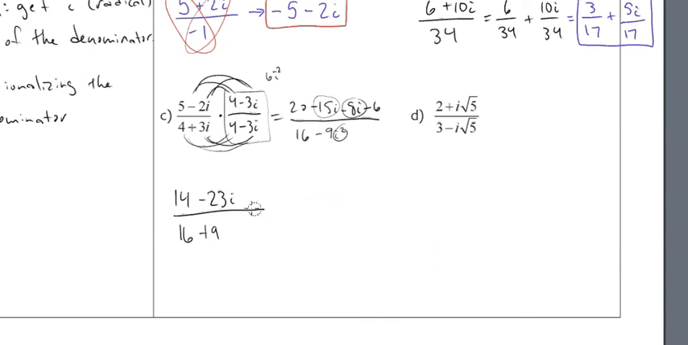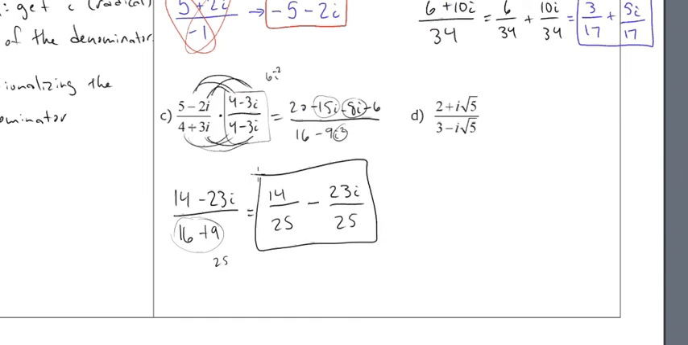Alright, continue simplifying. And we've got 14 25ths. Our denominator is going to be 25. So 14/25 minus 23i/25. Alright, there's our answer for C.